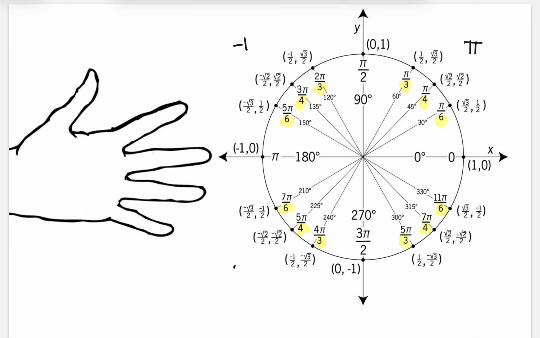In the third quadrant, you're going to have numerators that are 1 more than the denominator. So 7 pi over 6, 5 pi over 4, and 4 pi over 3.